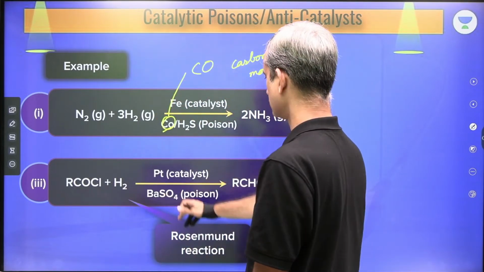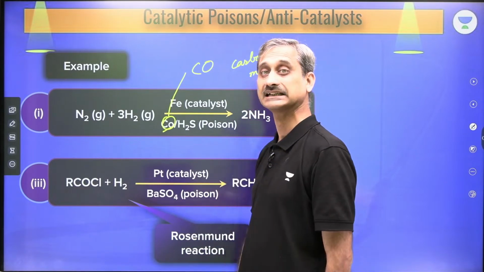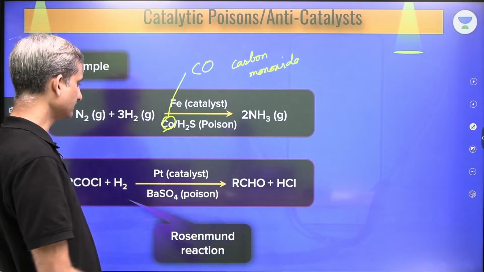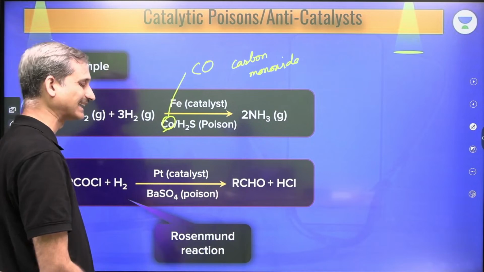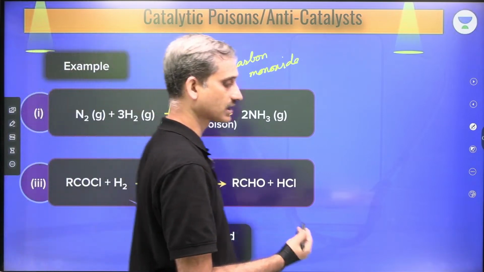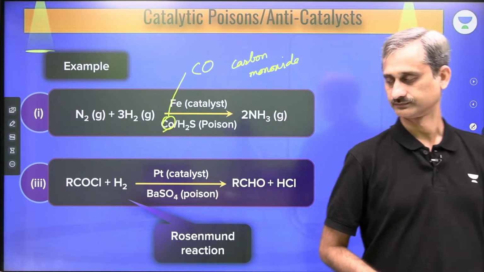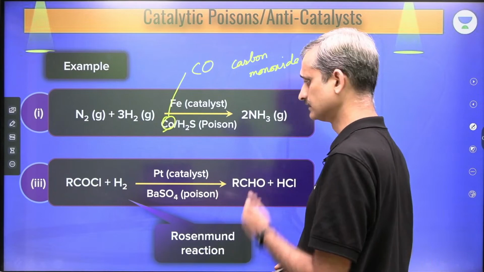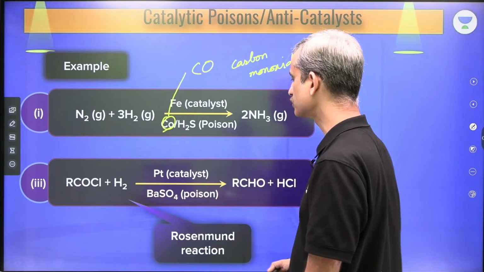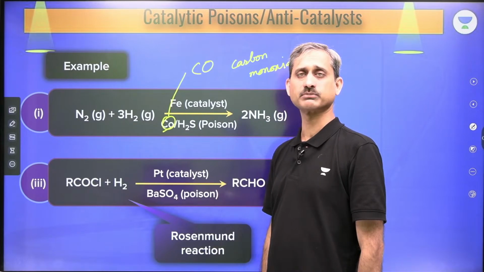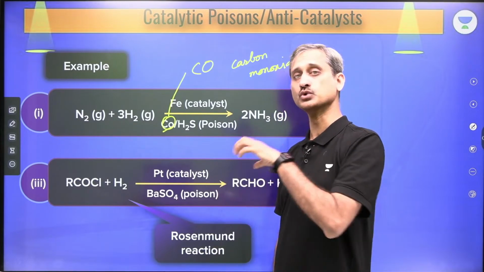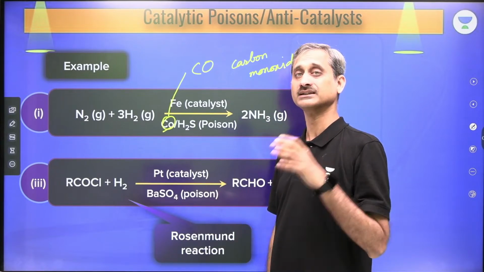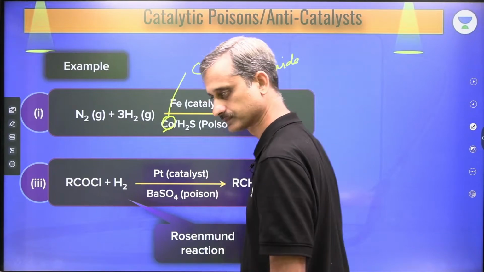Clear? Now, this is what we call Lindlar's catalyst. BaSO4 is actually the base on which the catalyst is spread. So it is a poisoned palladium catalyst in Rosenmund's reduction. Clear? And in the contact process, initially platinum was used, but arsenic oxide present in the sulfur dioxide used to poison the platinum catalyst, and that is why V2O5, vanadium pentoxide, is nowadays used in the contact process.